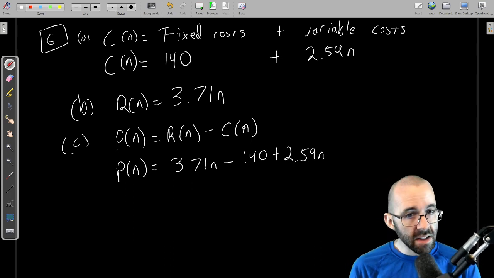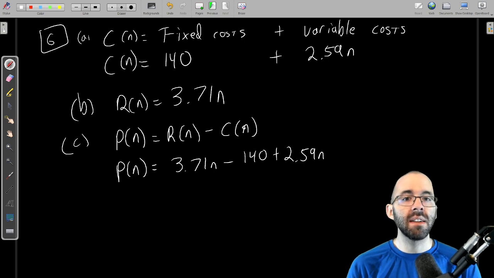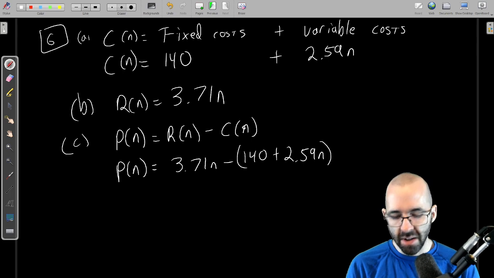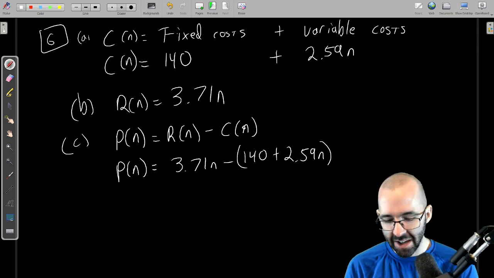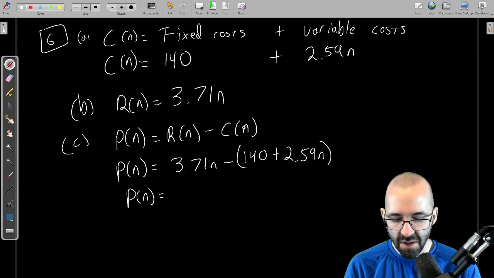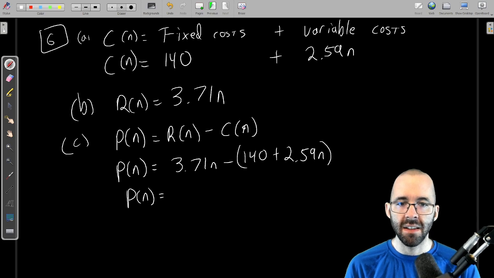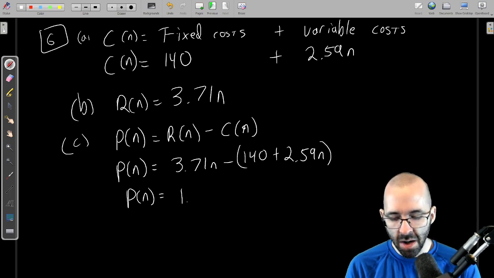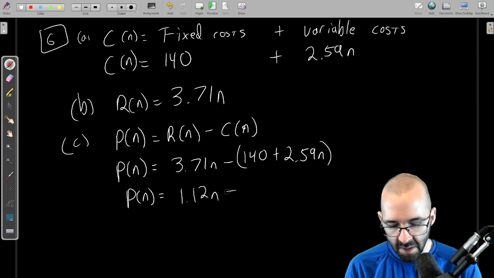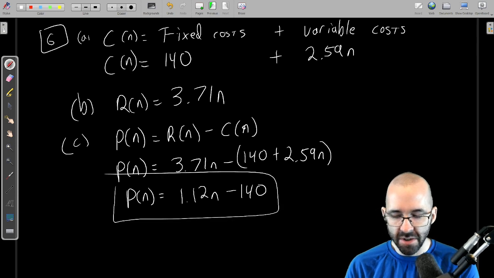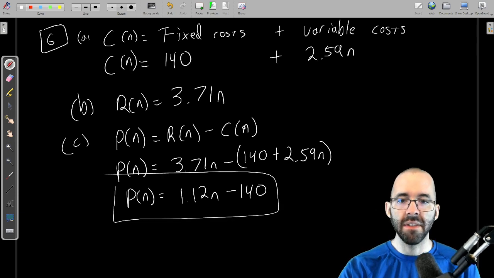And again, this is not correct as I've written it, because we need to subtract the whole cost. So we'll subtract it in parentheses and simplify. The negative distributes. Our profit as a function of N is 371N minus 259N. How much are we profiting on a given water bottle? $1.12 minus $140. That's our profit function. 112N minus 140.